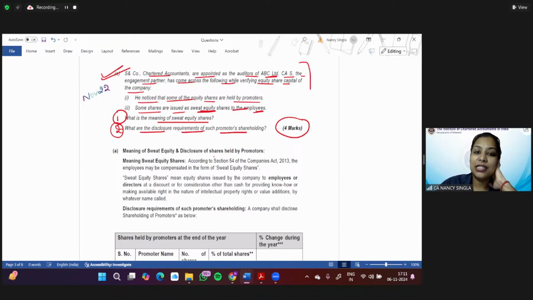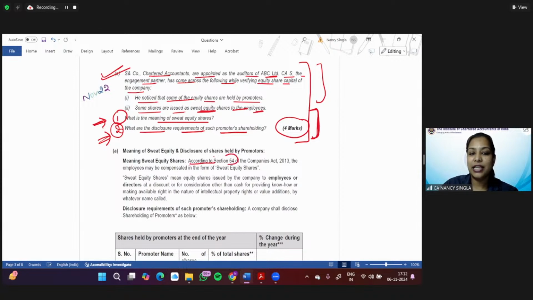Now, as I always say, I ask you to read the question fully, in its entirety, with patience. So two things have been asked for in this question. First, what is the meaning of equity share, sweat equity shares? See, students, you always ask me, ma'am, how to give answers to the practical based question. See, this is a practical based question, but your conceptual understanding is what is asked for in this question, right? So what is the meaning of sweat equity shares?